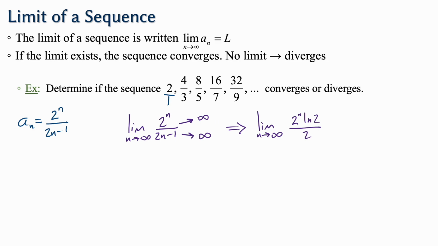Now, going back and trying the limit again, the denominator remains 2 all the time, and the numerator just grows without bound. So in this case, what we can say is that overall, the terms are just increasing without bound, and therefore the limit goes to infinity, which again means the limit doesn't exist, and therefore the sequence diverges.